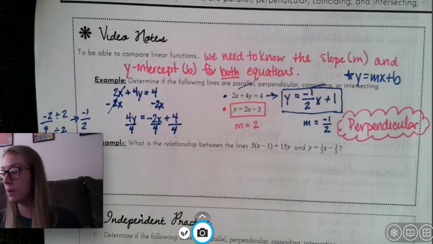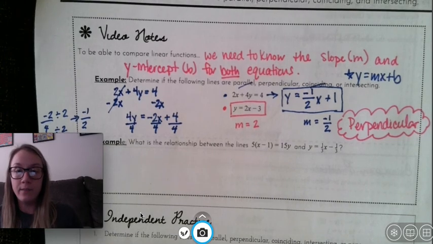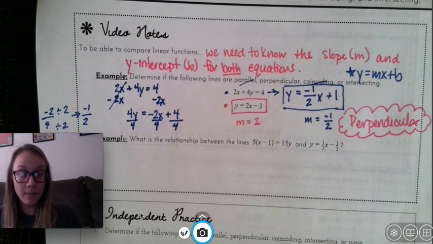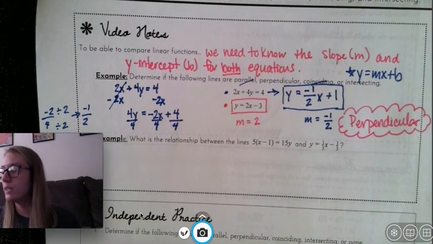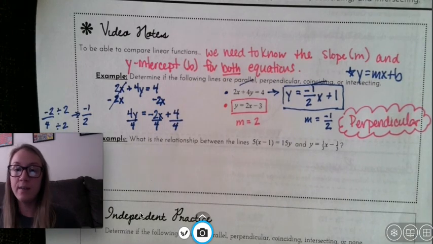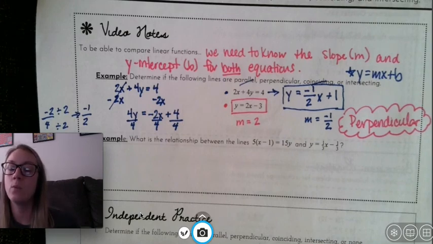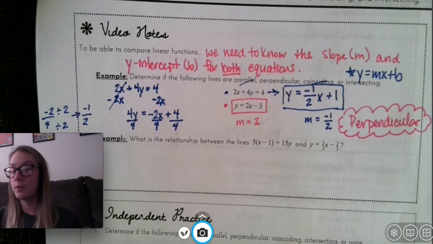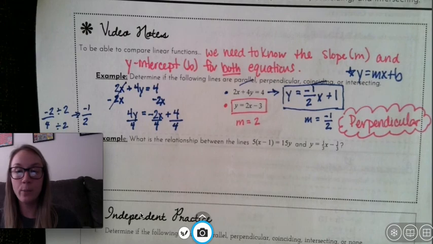So for the second problem, very same thing, but it is worded a little different. So it says, what is the relationship between the lines 5 parentheses x minus 1 and parentheses equals 15y and y equals 1/3 x minus 1/3? So I'm going to do the same thing. I have to make sure they are both in slope-intercept form.